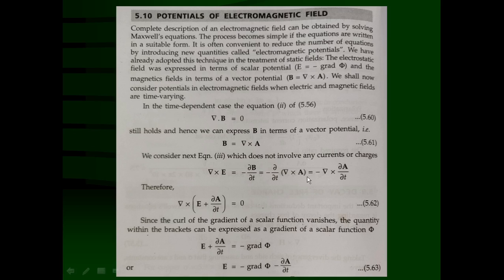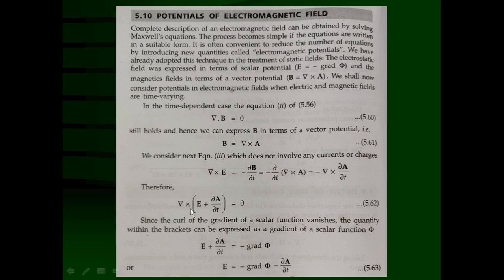So this is equal to minus del cross del A upon del t. This side also is del cross E, this side also minus del cross del A upon del t. We can take this term toward the left side. So we can write, therefore, del cross E plus del A upon del t, written inside the bracket, is equal to 0, because this term has been brought to the left hand side.